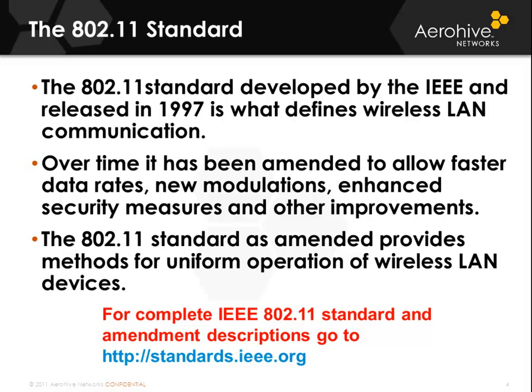The original 802.11 standard was developed in 1997. It defined direct sequence spread spectrum and frequency hopping spread spectrum for use within the 2.4 GHz band, allowing for 1 and 2 megabit data rates.